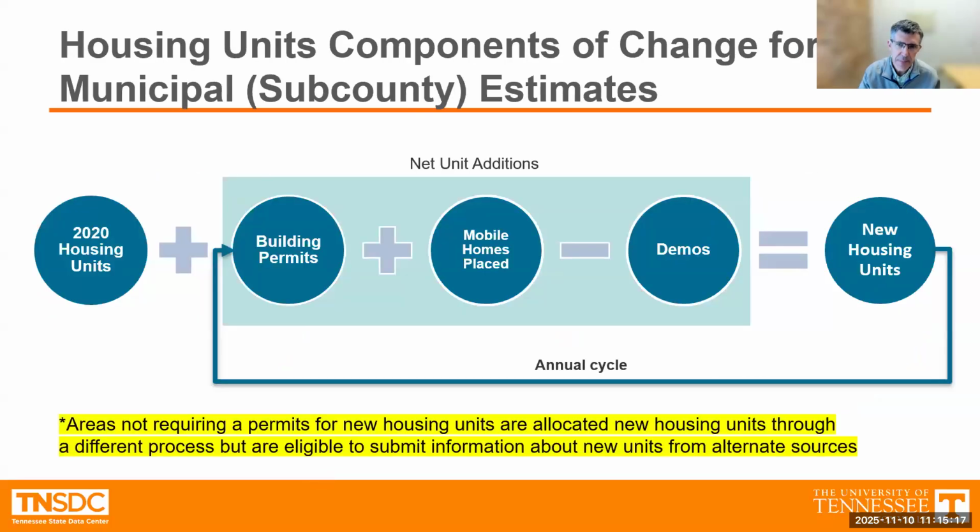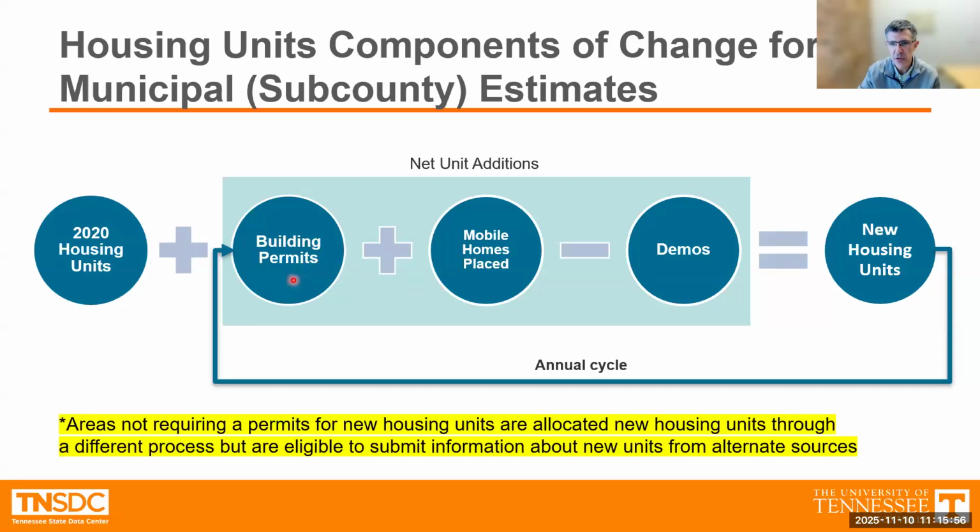The last point I want to make relating to the formula side of this is the housing unit components of change, which are a key factor in deriving the population estimate for municipalities. The housing stock in a community is not static, it is changing. And the population estimates formula for municipalities takes that into account. Same sort of thing: we start with the decennial census population count of housing units. We add to that the net unit additions. The net unit additions are essentially comprised of the number of building permits.